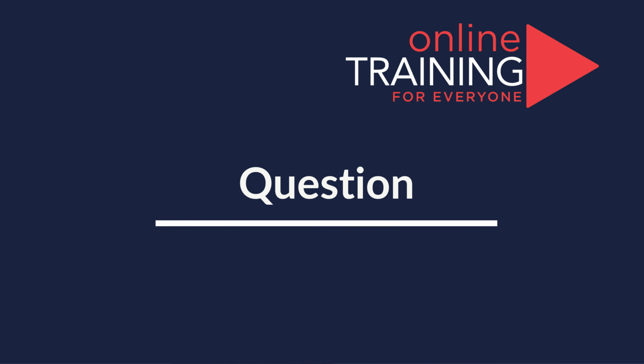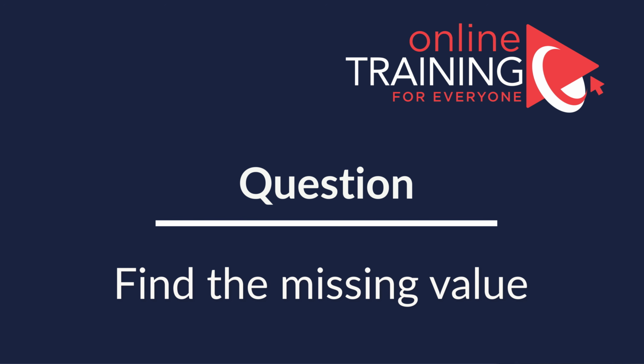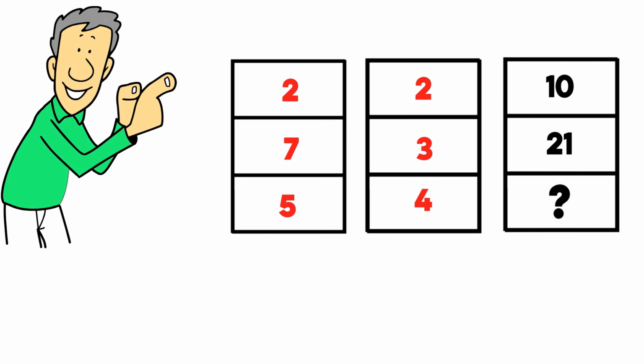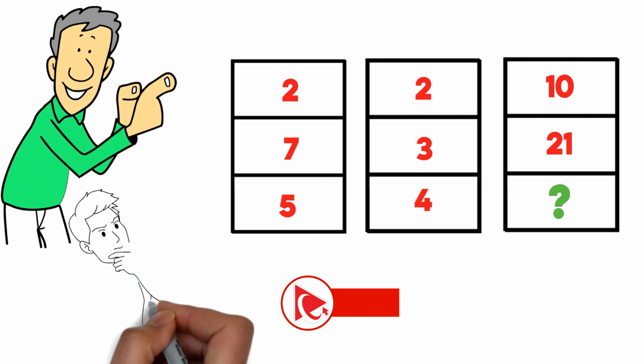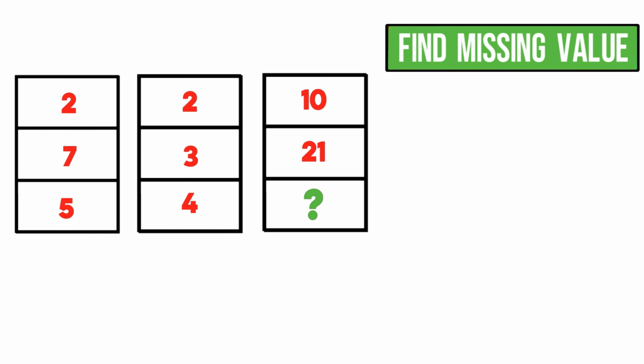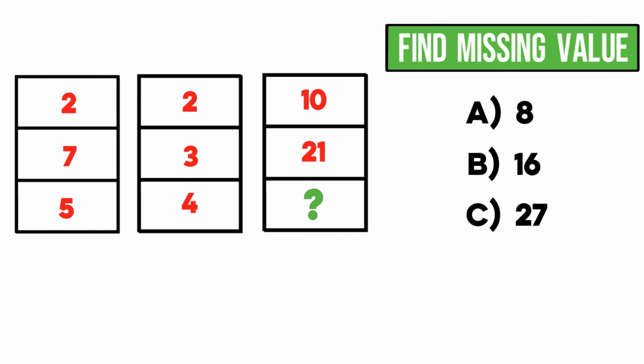I'm extremely excited to share with you a question that tests your pattern recognition skills. You're presented with 3 columns. Each column has 3 numbers. In the first column, we see numbers 2, 7, 5. In the second, middle column, we see numbers 2, 3, and 4. And in the last, rightmost column, column number 3, we see numbers 10, 21, and then one number missing. You need to find the missing value, which is highlighted by a question mark, and you have 4 choices to choose from.